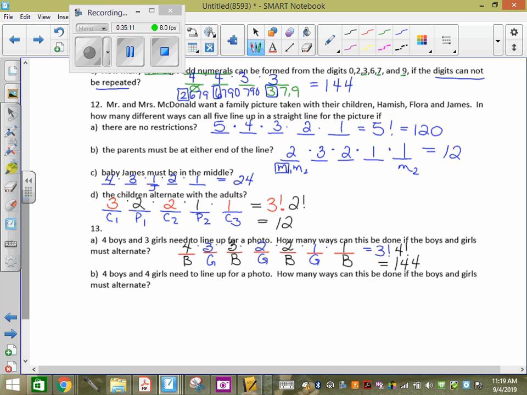Now, the bottom one changes. I have 4 boys and 4 girls. Some of you will start off with boys because they were all boys here. So boy, boy, boy, boy. And then girl, girl, girl. And you give me that answer. So this would be 4, 3, 2, 1. And then this would be 4, 3, 2, 1. Which is actually 4 factorial, 4 factorial.